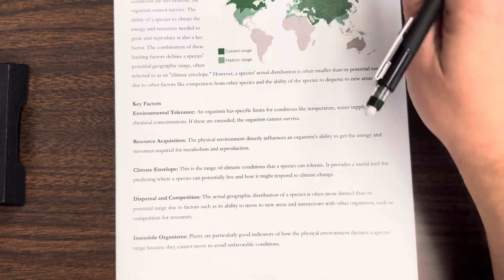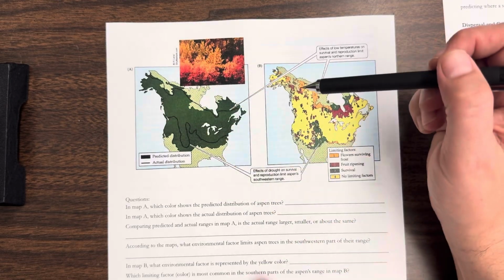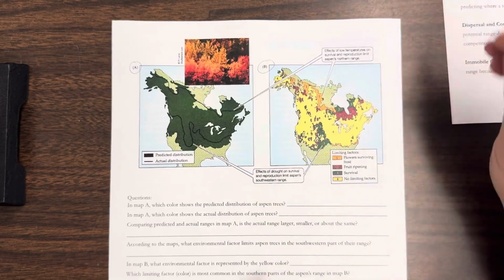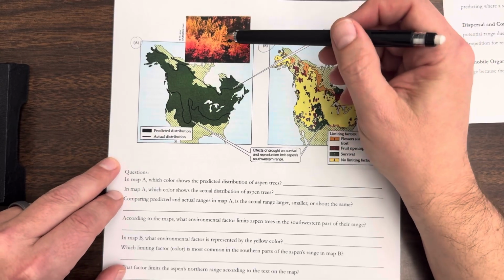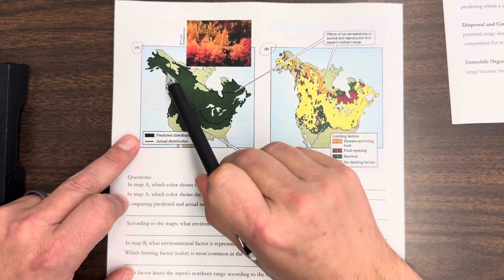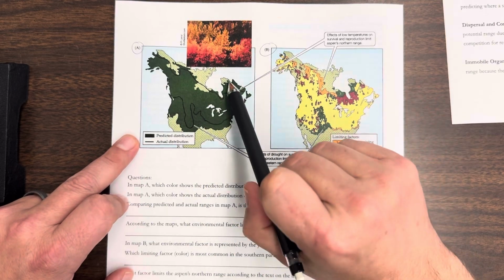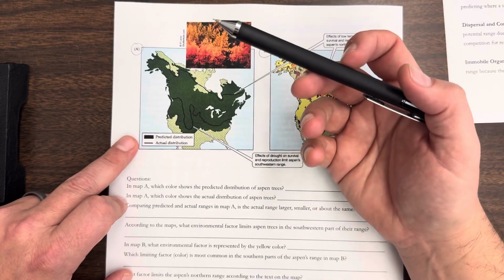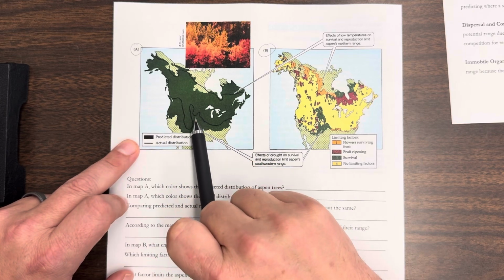So you can take a look at this, but then we get to the second page here, and we've got two images, A and B. And what it's showing you is, for the aspen trees here, it says predicted distribution, and this is the dark green color here. So this is where aspen trees, based on environmental conditions, should be able to live, generally speaking, on a year-to-year basis. But then it shows the actual distribution with this black line.